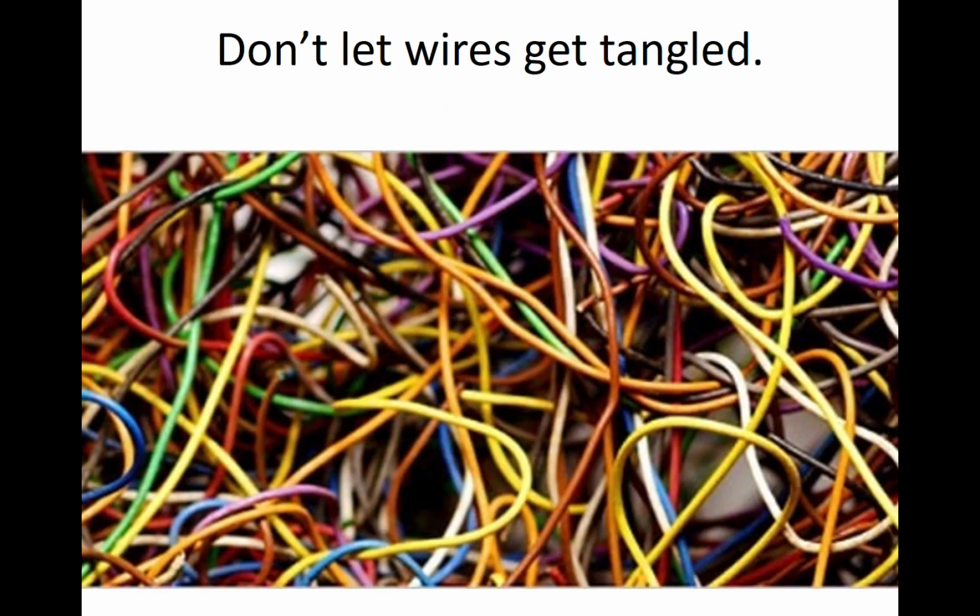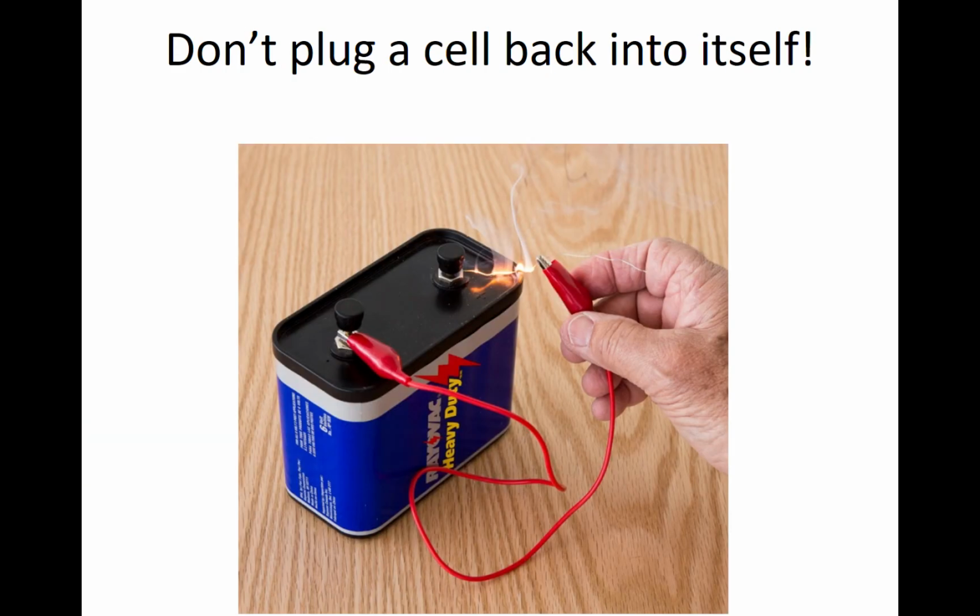Don't let the wires get tangled. If you have tangled wires, it's almost impossible to tell which wire fits into which component, so you might end up miswiring it. If you miswire something, you can end up plugging something straight back into the battery through which it came. In this case, we have an electrical cell which is being plugged back into itself. Too much electricity then passes through it because there's nothing to slow the electricity down, like a light bulb or a resistor. And so this causes the wires to heat up. This can then lead to a fire.